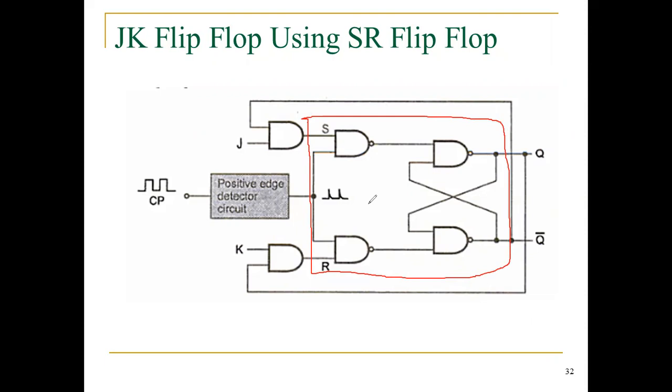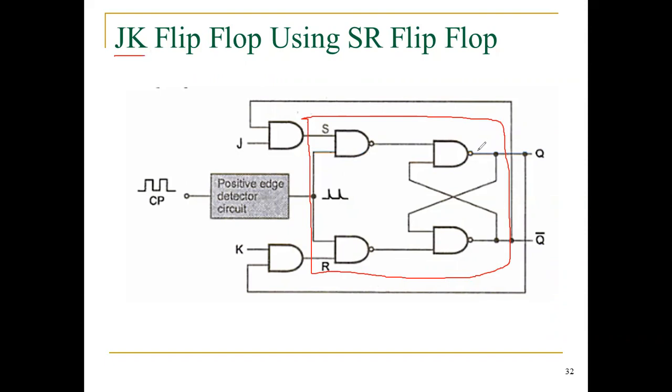From this SR flip-flop only, we are going to convert it into the JK flip-flop. How can we convert it here? This is the SR flip-flop, and it is also included with a clock, so it is a clocked SR flip-flop. Now I'm going to enhance this clocked SR flip-flop into a JK flip-flop.